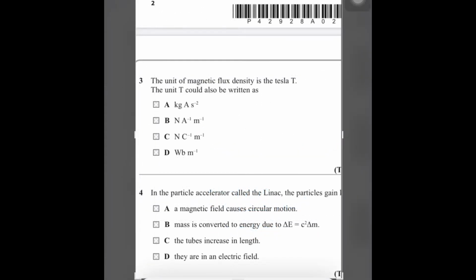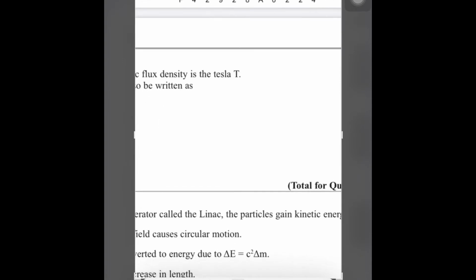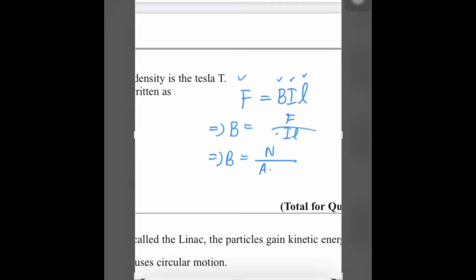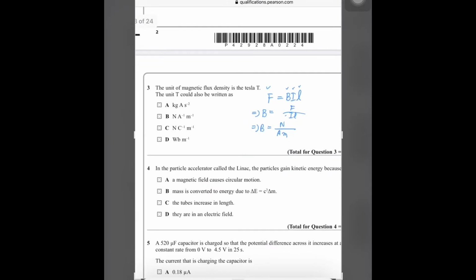Number 3. The unit of magnetic flux density is the Tesla, T. The unit T could also be written as, so here we have to use the formula for the force acting on a current carrying conductor, which is force equals magnetic flux density into current into length of wire. So B will be equal to F by IL. Force is in newtons, so B equals newton by current in ampere, length in meter. So the answer is B.